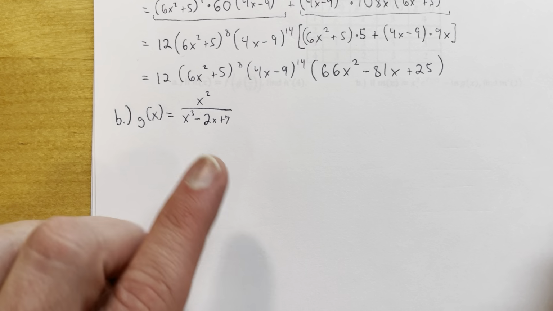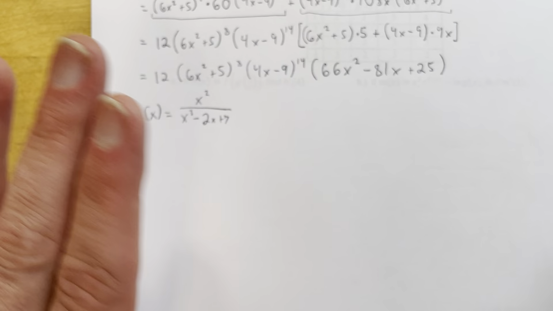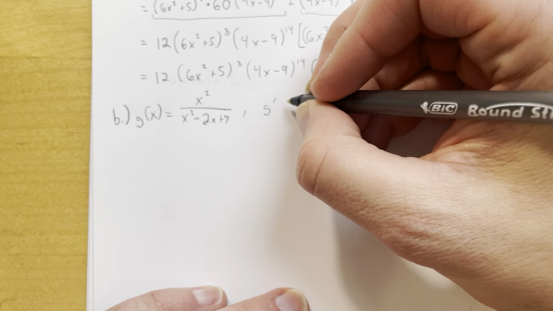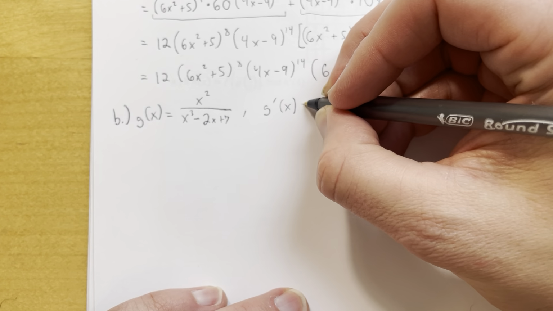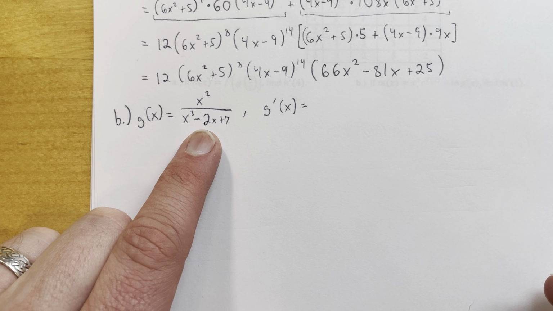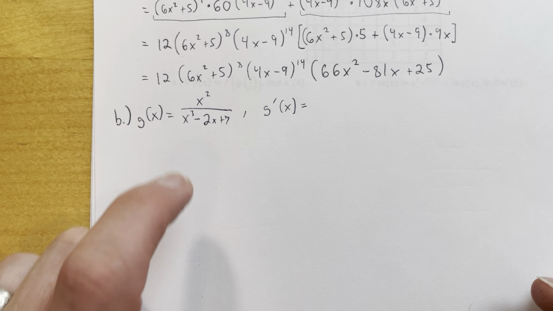Okay. I also need G prime. That was one of the things that showed up. G prime would require the quotient rule. So the quotient rule says take the denominator, multiply by the derivative of the numerator.